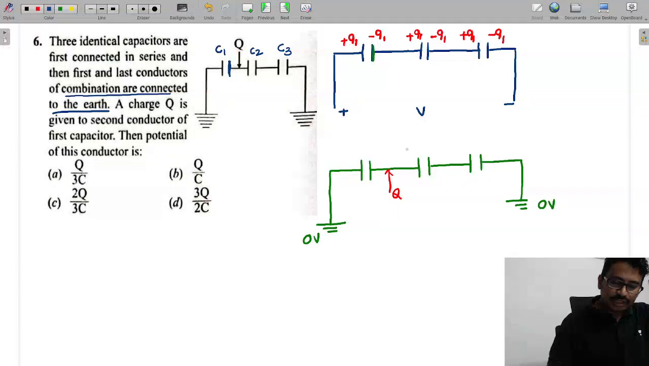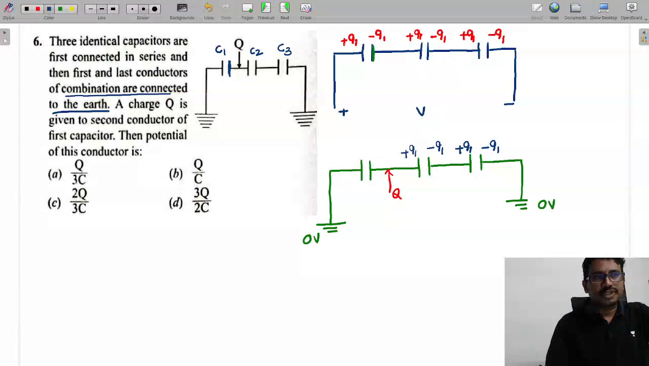So in this capacitor the charge is Q1, then on this capacitor minus Q1, this capacitor plus Q1, and this capacitor is also minus Q1. This value does not change. But what changes here? The charge on the first capacitor, since we have given it some charge, so that charge will be affected.